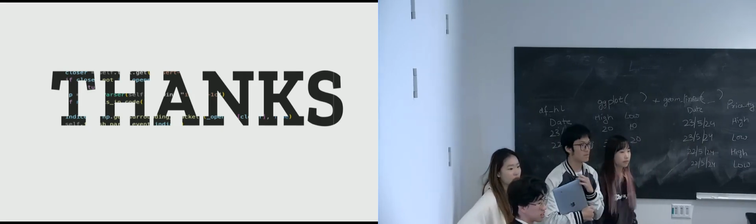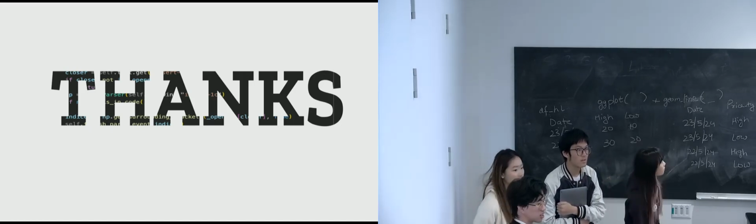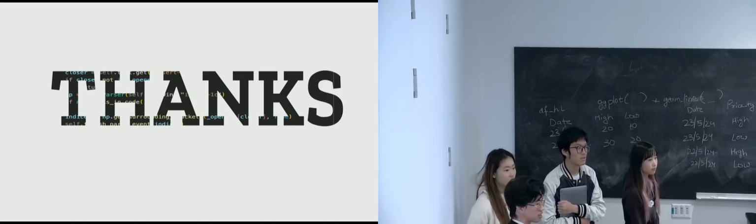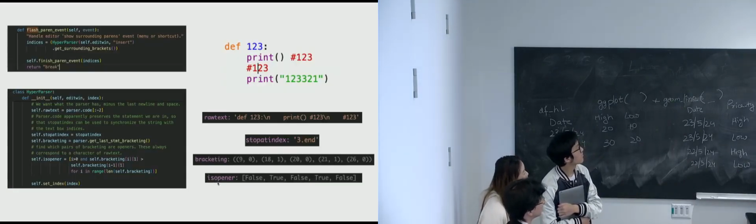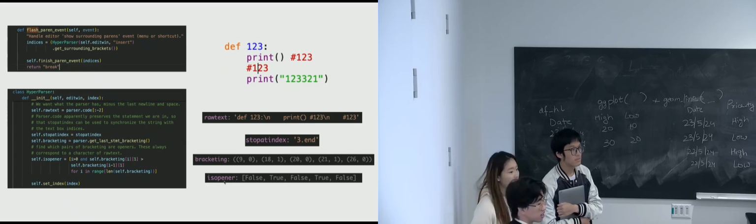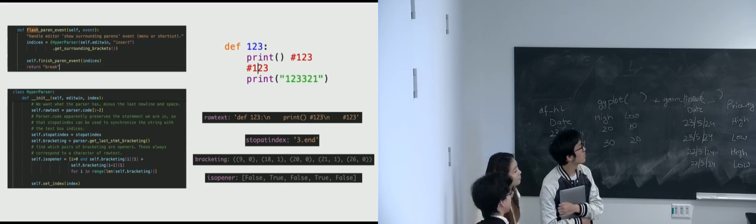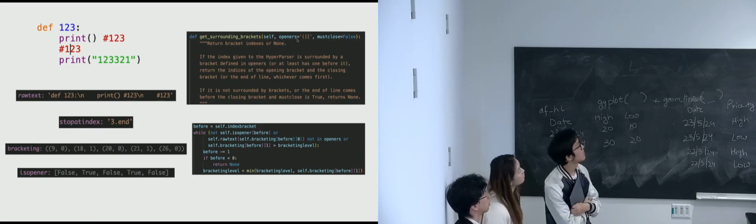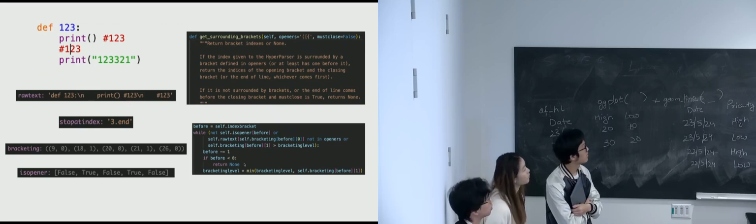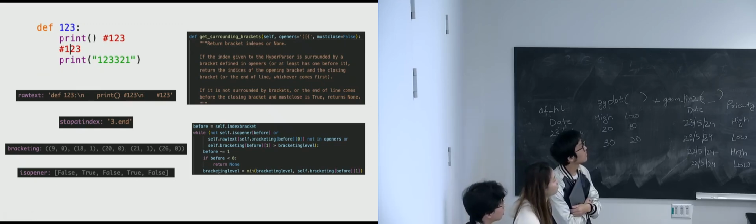Can you explain how the must close equals true or false works? That one, this opener. You mean this, right? In the last example you showed, the get surrounding brackets function has an argument called must close. Like this? Yeah, the must close equals false. Explain how the opener works. You mean, can you explain how the must close works? I think it's the last parameter in the function definition.